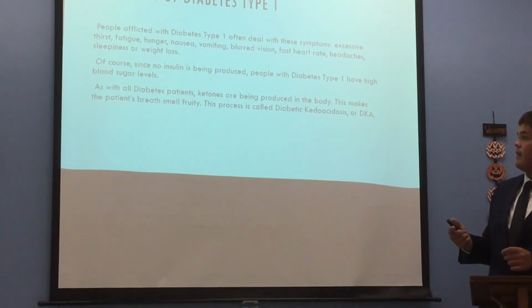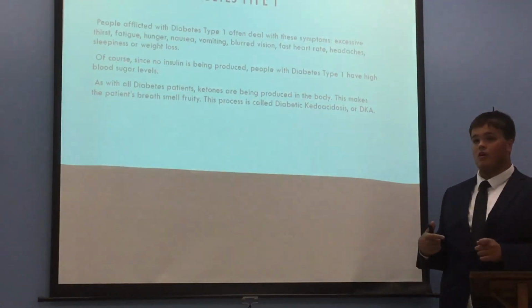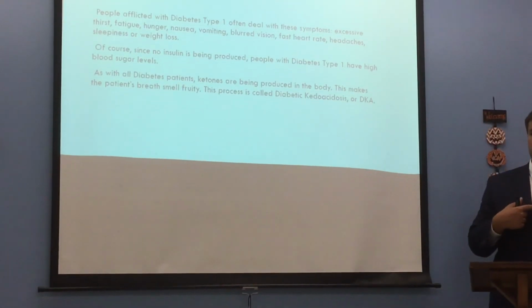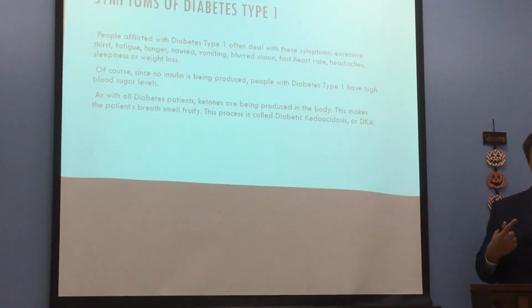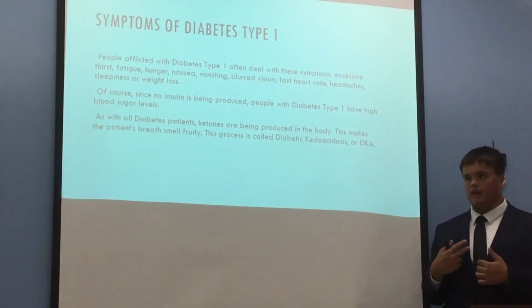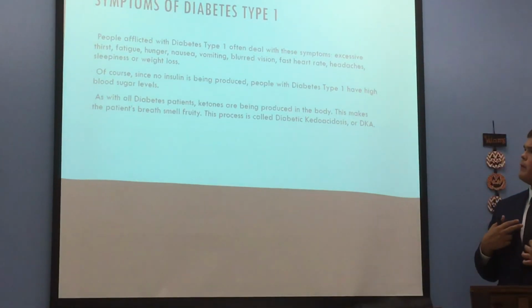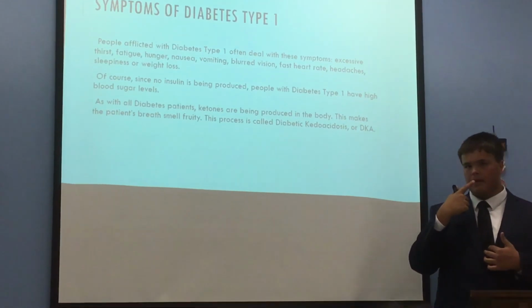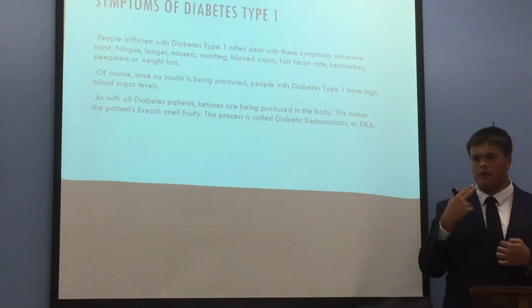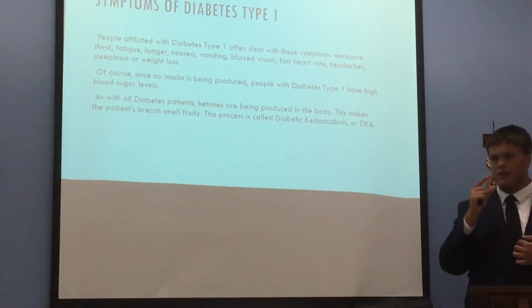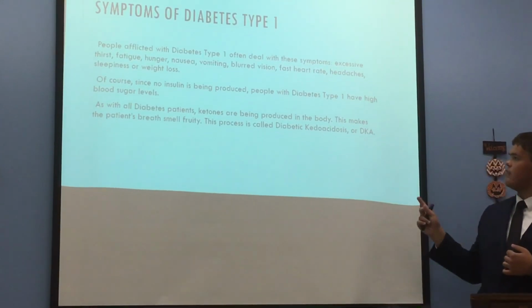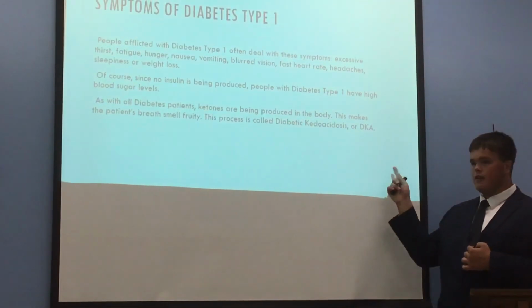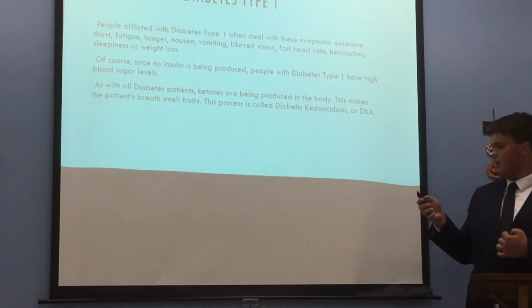As with all diabetes patients, ketones, which are chemicals that we learned about earlier in this class, are being produced in the body, and you can tell that because whenever you smell a diabetic's breath, it smells fruity. This is known as diabetic ketoacidosis, or DKA.